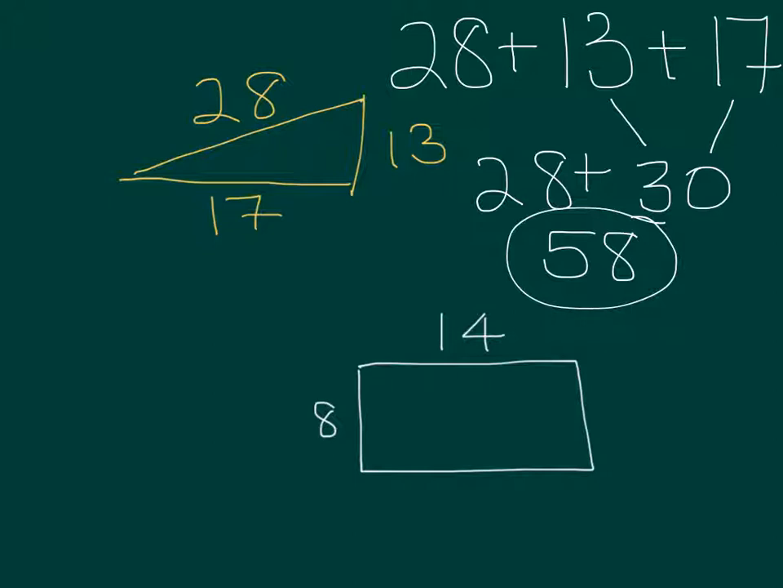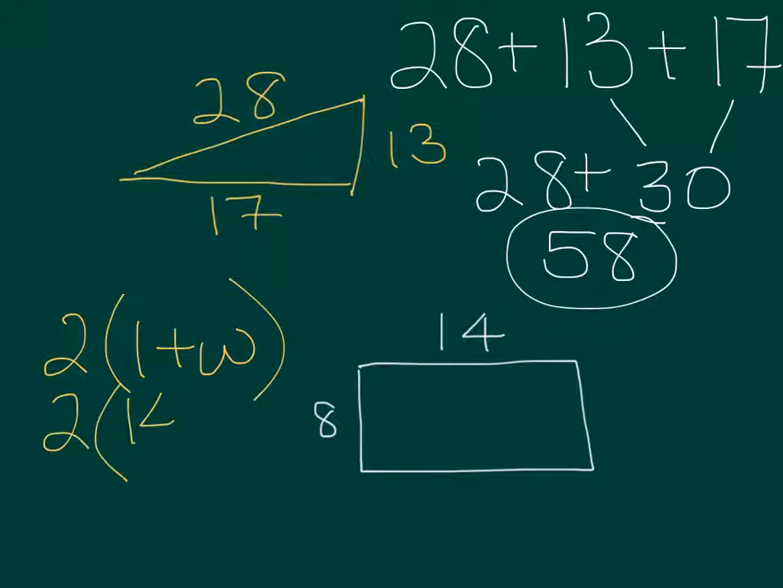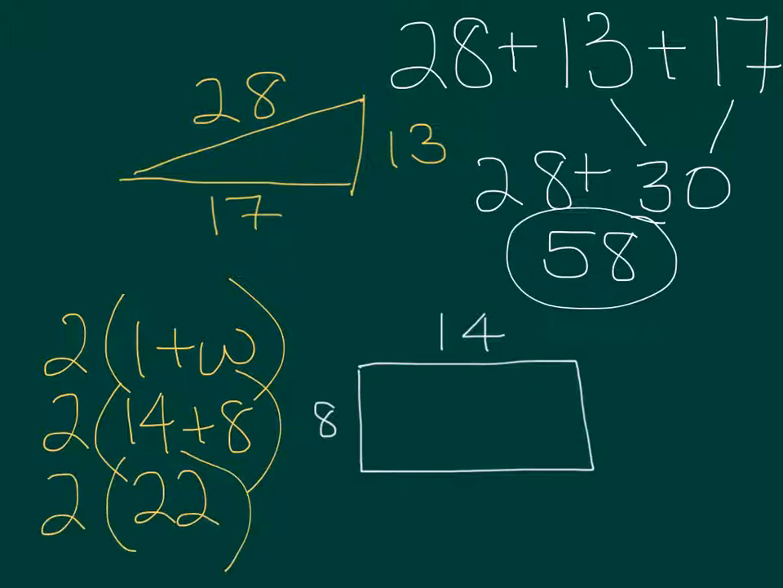For the next example, it is 2 times the length plus the width. So 2 times (14 plus 8). 14 plus 8 is 22. Again, you would not need a calculator. 2 times 22 is 44.